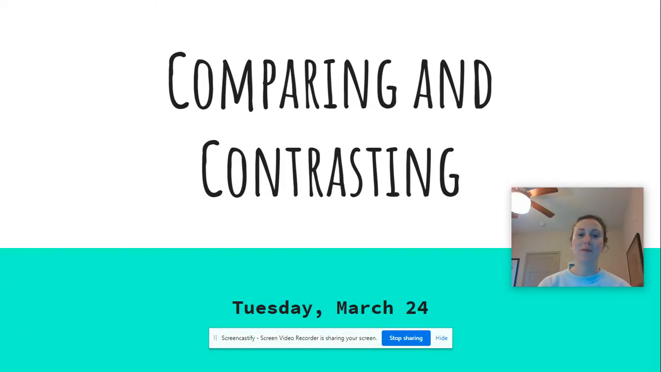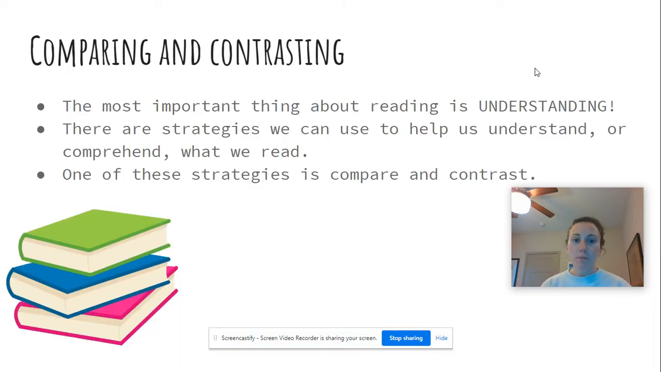This week in reading, we're going to be talking about comparing and contrasting. The most important thing about reading is understanding. There are strategies that we can use to help us understand or comprehend what we read. One of these strategies is to compare and contrast.